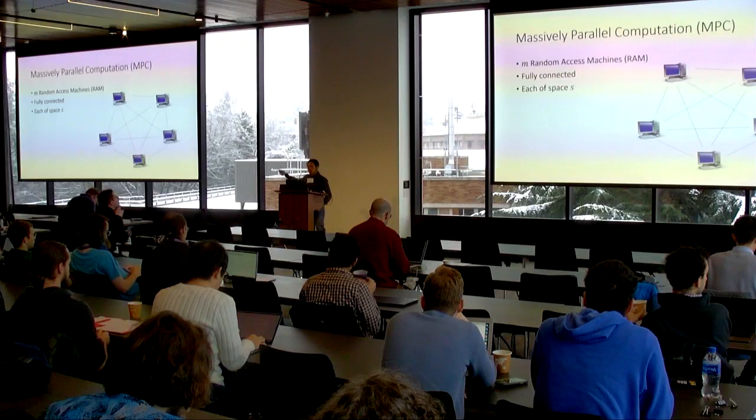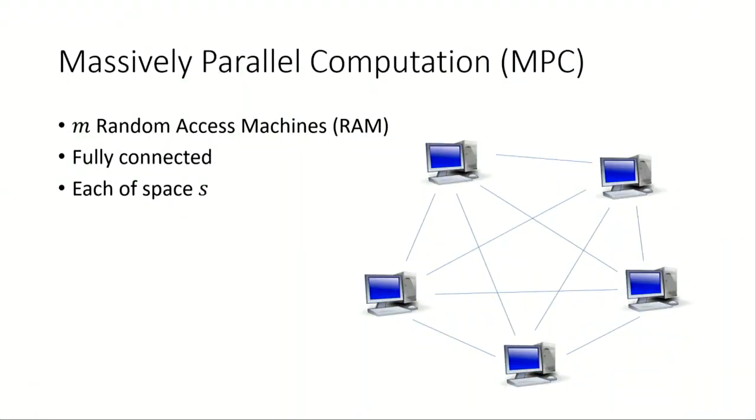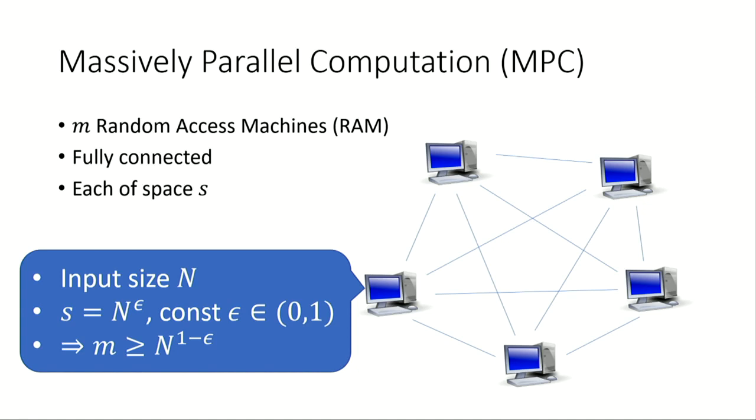So in the MPC model, there are some number M of random access machines. Each machine is like our laptop here. And every machine is totally connected through the network. And each machine has a local space constraint S, where given some input size n, the local space S is just a small polynomial of n, by small polynomial I mean n to the epsilon for some small fraction epsilon. So one machine does not have the space to read the whole input, and we need some large enough number of machines to jointly read the input.